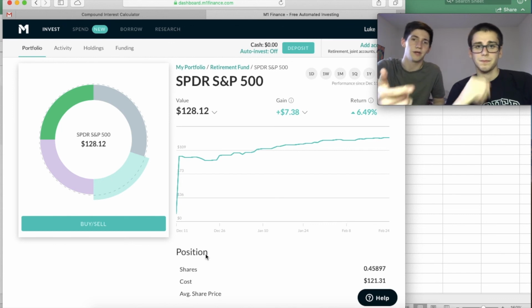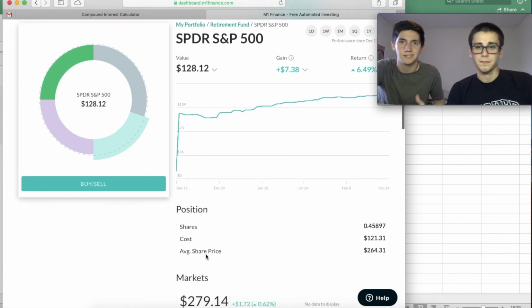As you can see, I only have 0.45897 shares, not even a full share. In this portfolio, I put $20 a week into it, and I get these shares. So that's how you can invest that $12 every single trading day into the market.